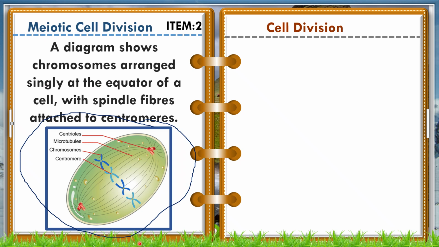So our equator is this point here in the middle. The point in the middle here is what we call the equator. It is where the chromosomes are aligning themselves, the equator of the cell, with the spindle fibers attached to the centromere. The spindle fibers are these fibers moving from this pole to this pole. Those are the spindles, and they attach at the centromere. The centromere is the one in the center of the chromosome, which attaches both sister chromatids together. So that's where the spindles attach themselves.